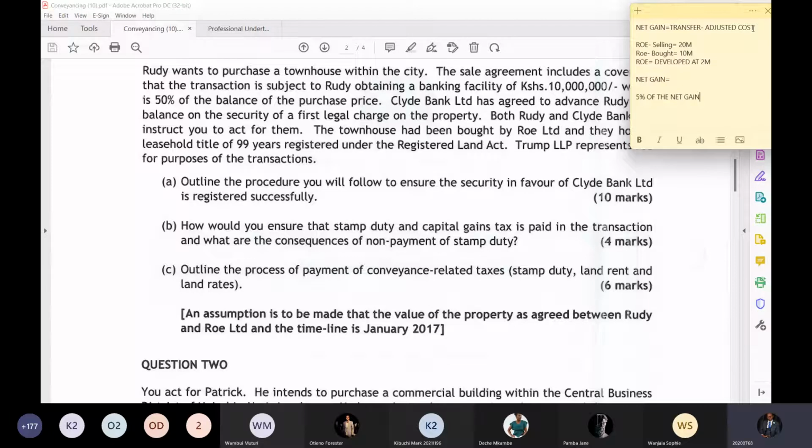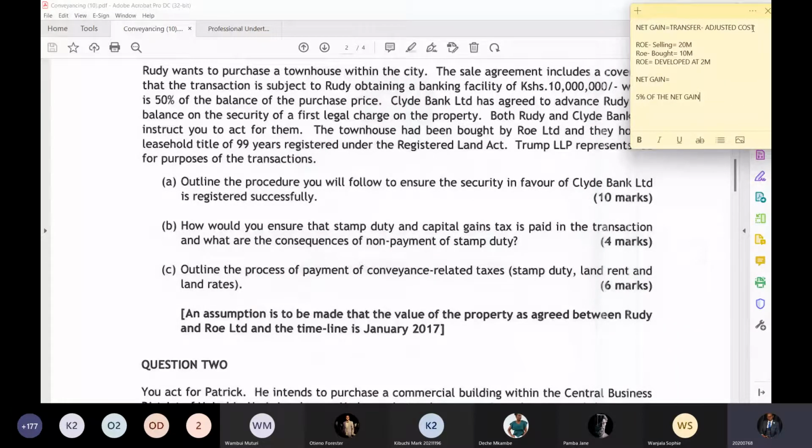So what is the net gain in this circumstance? The transfer value minus the adjusted cost. The adjusted cost encompasses what consideration the vendor bought the property for initially, plus any other improvements, developments, enhancements, or whatever costs they've used to maintain, enhance or develop that property. All of it forms part of the adjusted cost.